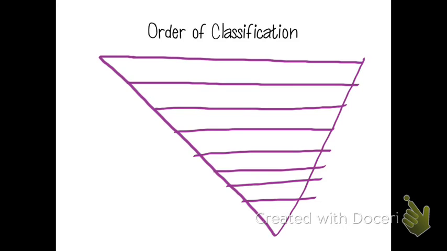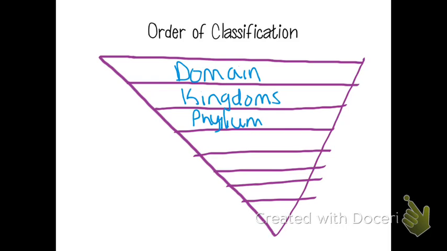I want you to draw an upside down triangle, and that way we can see how they go from broad category to a more specific category. So again, our broadest category is domain. Within the domains, we find our kingdoms. Within our kingdoms, we find our phylums. Within the phylums, we get our classes.